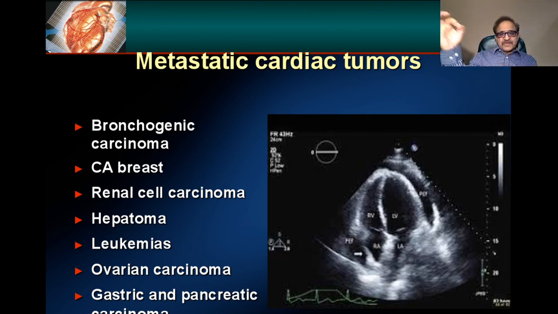If you aspirate the pericardial fluid, you will find a hemorrhagic pericardial effusion, and then you send that fluid for cytology. The tumor of the kidney can metastasize into the right side of the heart, and gastric and pancreatic tumors can also send metastasis into the pericardial space.